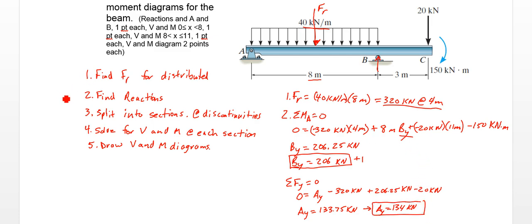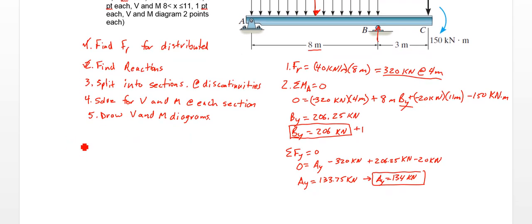Alright, so we're done with step 1 and step 2. Now we're going to split the beam up into sections at the discontinuity. So we have a discontinuity here, but that's where the beam starts. So we'll start there, and this is all a continuous load. It's not changing stepwise. We're going to forget about our resulting force there. And we go up to B as our next discontinuity. So we'll have one section where it's 0 to 8 meters, and then another section from 8 to 11 meters with that discontinuity at B.